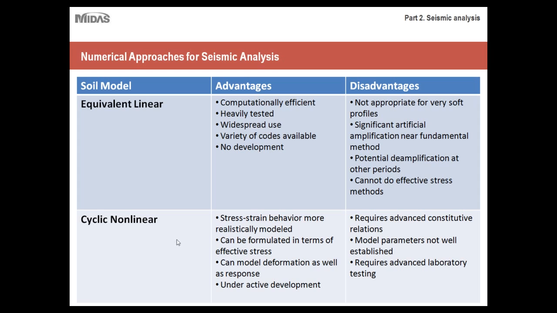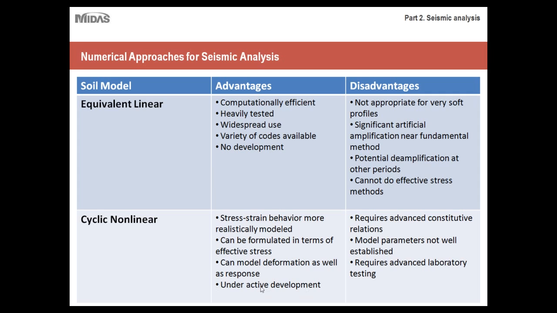Okay, so cyclic nonlinear models. The main advantage of cyclic nonlinear models is that stress-strain behavior is more realistically modeled. It can be formulated in terms of effective stress, so it can be used for undrained conditions. And it can model deformation as well as response. That's another key factor: it can take deformation of soil into account as well as failure. And it's under active development.